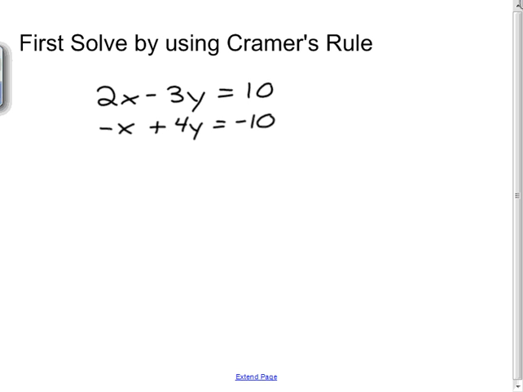In this video, our goal is to solve a system of equations using inverses. Before we get into that, I would like you to go back and look at Cramer's rule and practice that here. Solve this system of equations using Cramer's rule. So pause it for a moment, go through that process, make sure you can still do that.